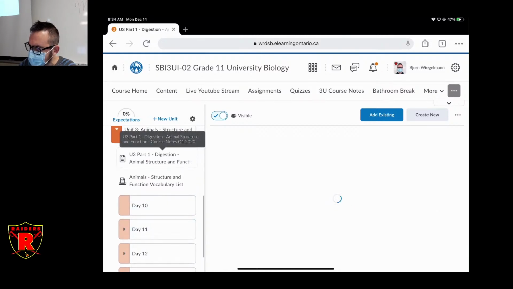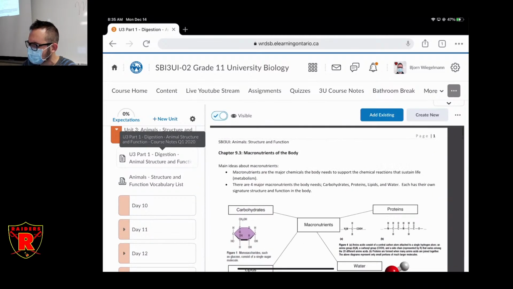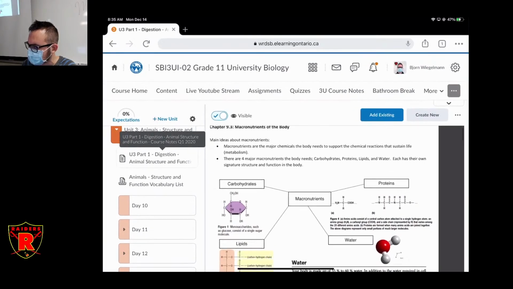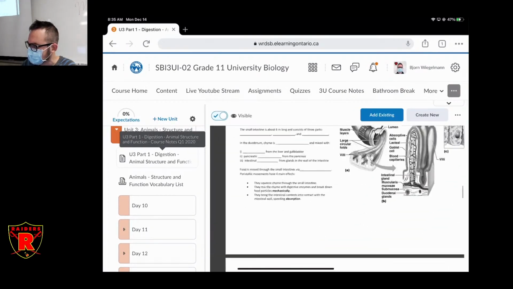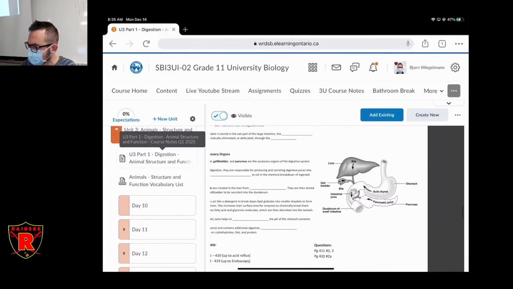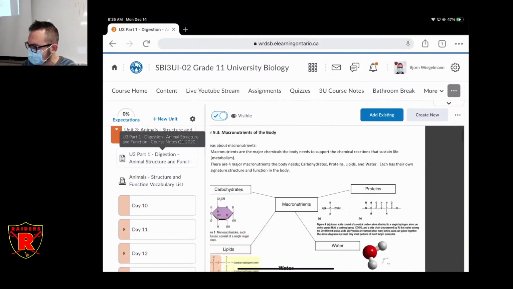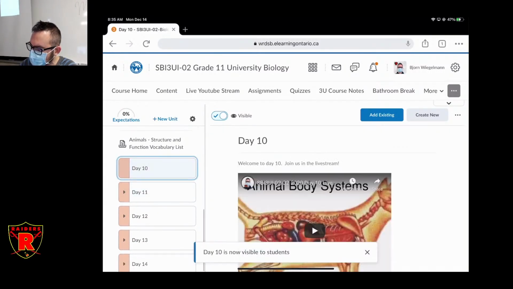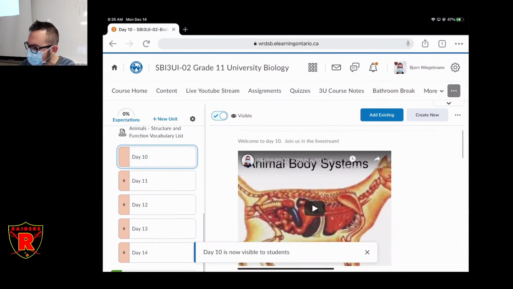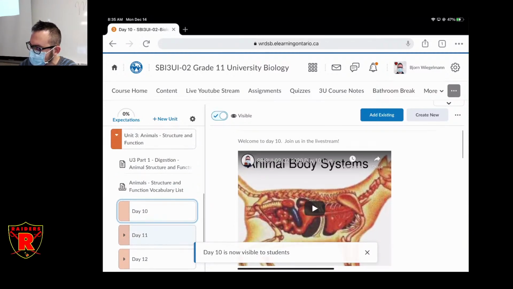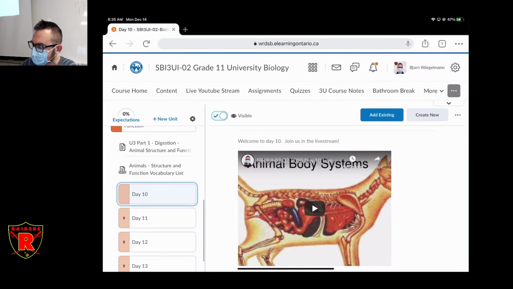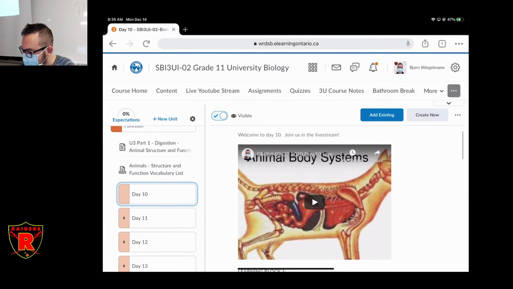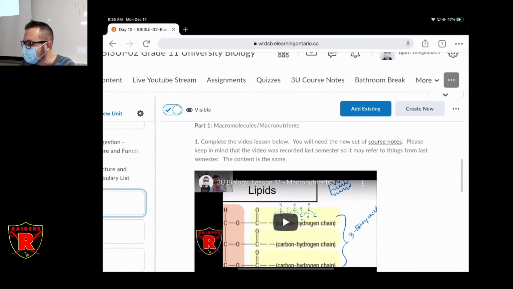There is a note package here. I believe it's broken into 3 parts. So this is part 1. They should all be visible to you at this point. And part 1 is focused just on digestion. There is a new assignment there. That's the animal structure and function vocab list. You'll get lots of vocabulary in this unit, so you won't be short on vocabulary.